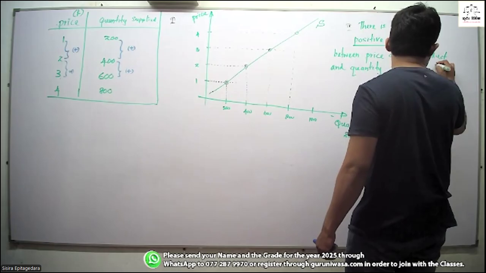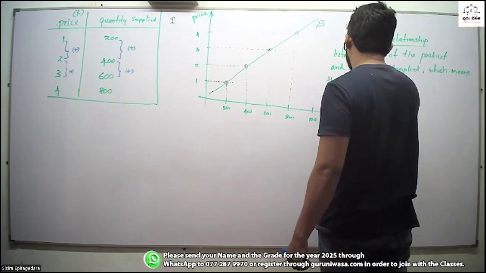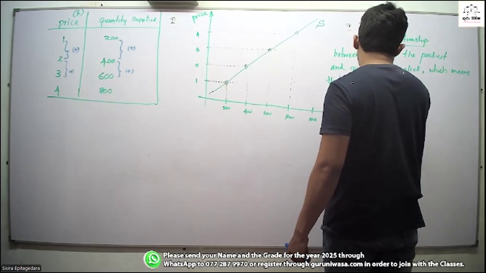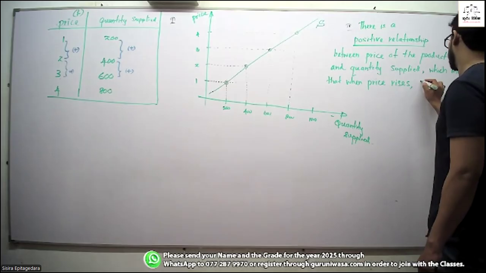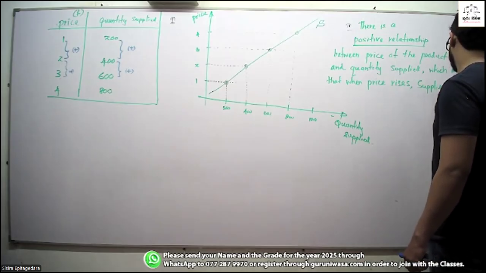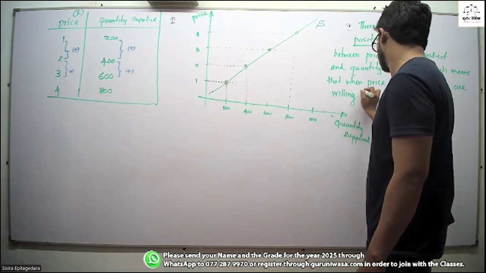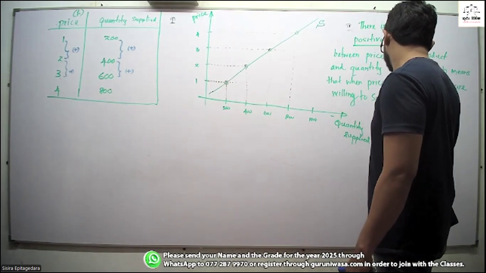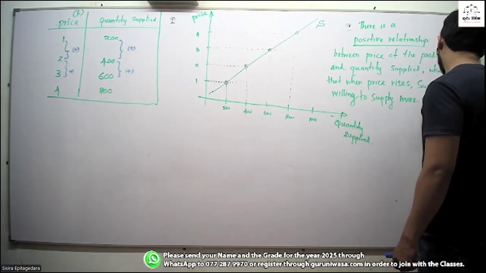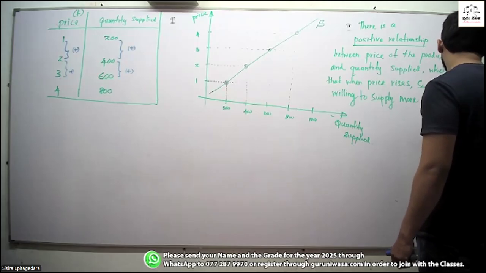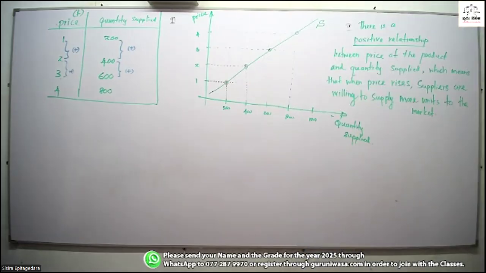Which means that when price rises, suppliers are willing to supply more units to the market. This is the answer for second question.